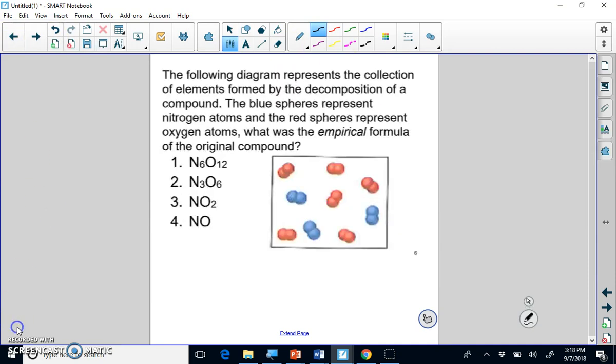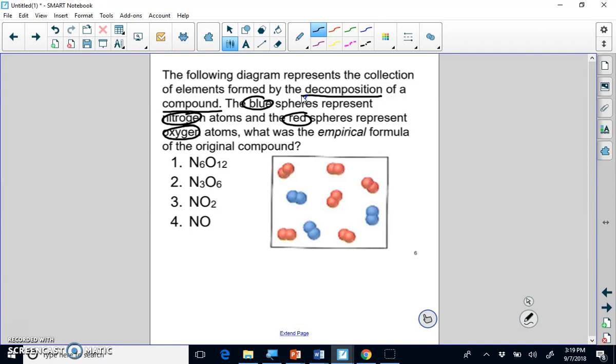So they can also present these questions to you using pictures. They're saying that they have this diagram that was represented by a decomposition of a compound. The blue spheres are nitrogen, and the red spheres are oxygen. Now remember, when you do a chemical reaction, the number of atoms has to stay the same. So even after the decomposition, the number of atoms is the same as what you started with.